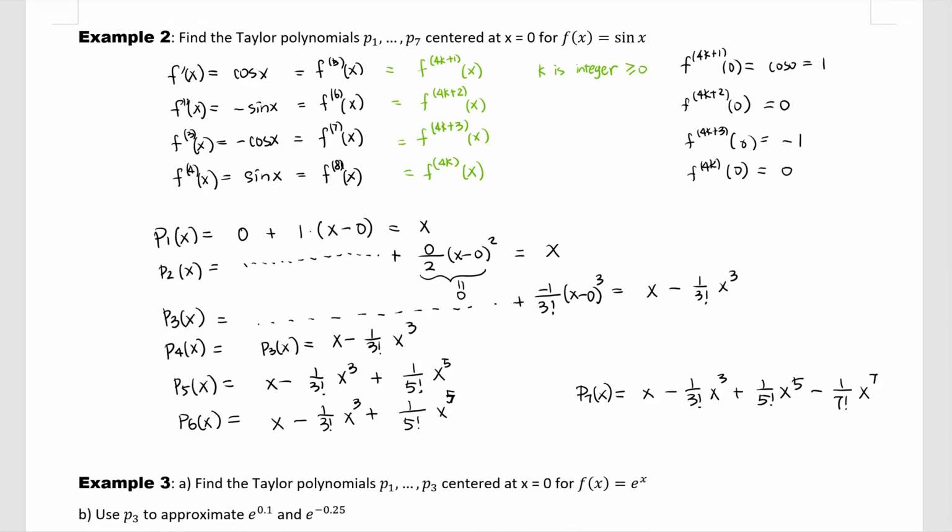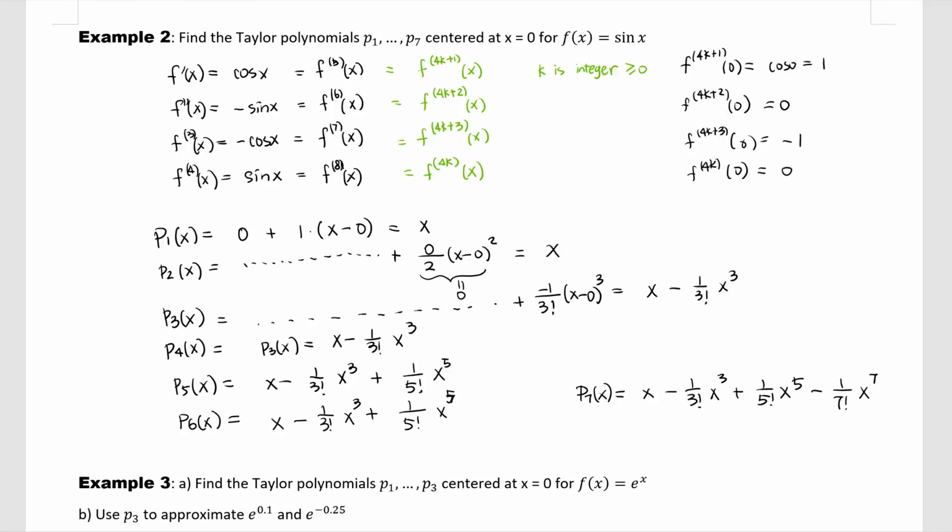All right. So far, so good, everybody. And you can see we come up with a pattern. The derivatives repeat every 4 derivatives. So that's why we write down P1 and P2: because the second derivative is 0, P2 is the same as P1. And for P3, we have an extra term of the third derivative, which is negative 1 over 3 factorial times x minus a to the cube. And for P4, because the fourth derivative is 0, P4 is the same as P3.